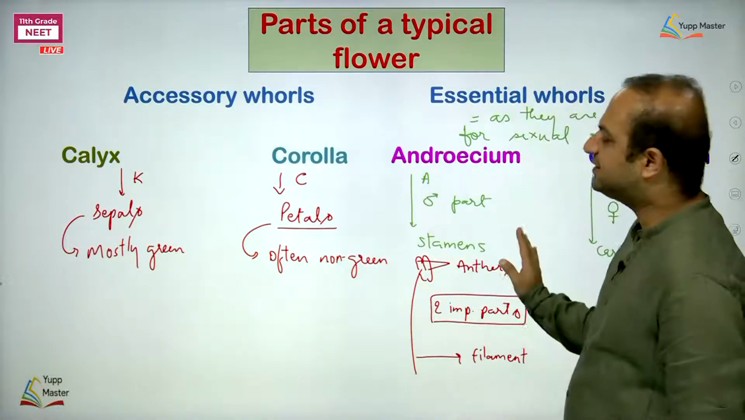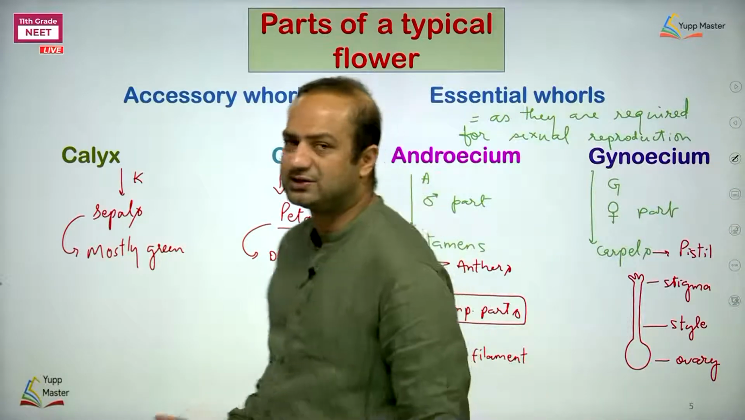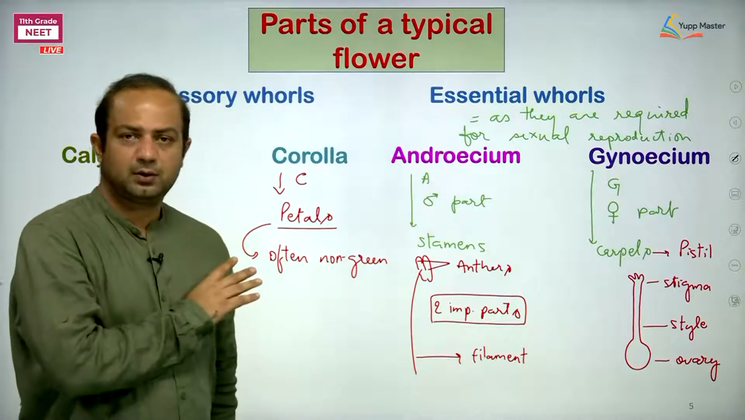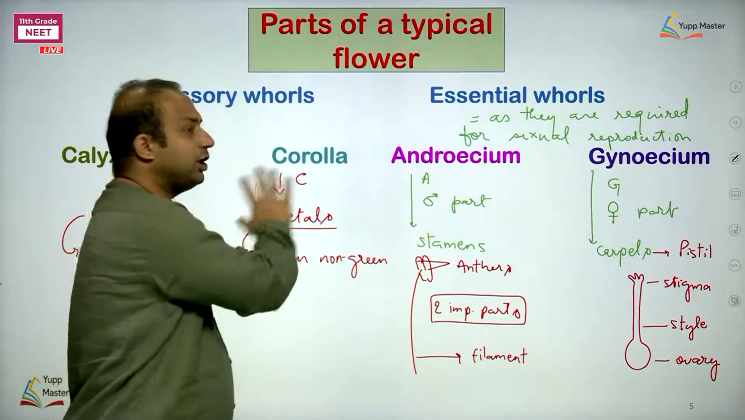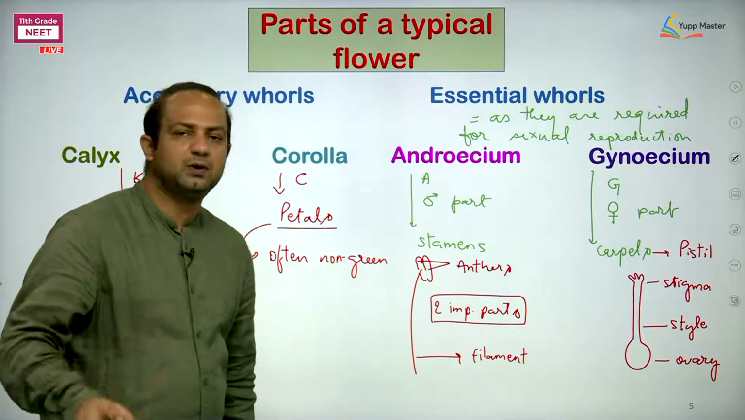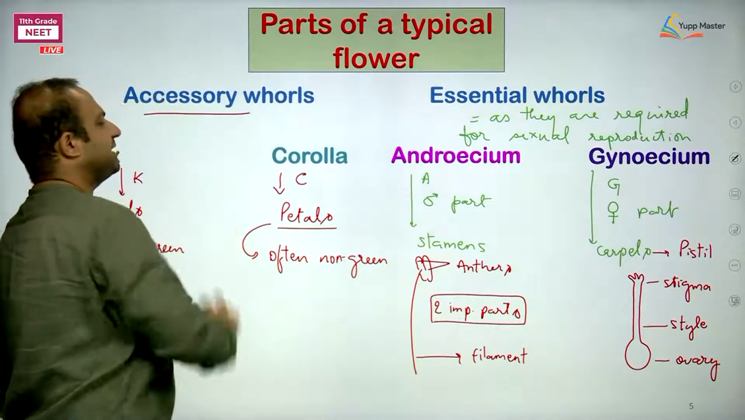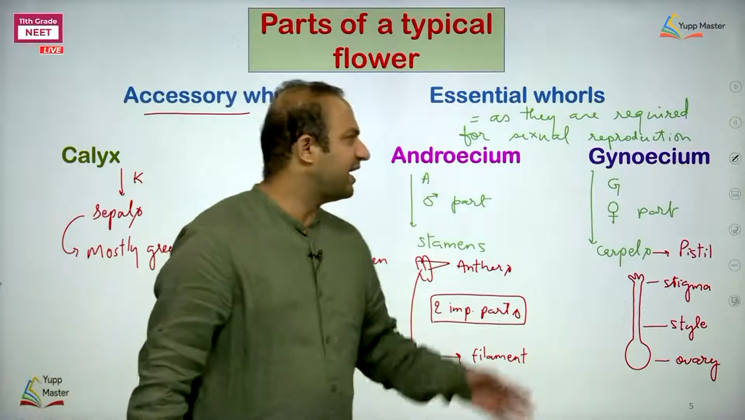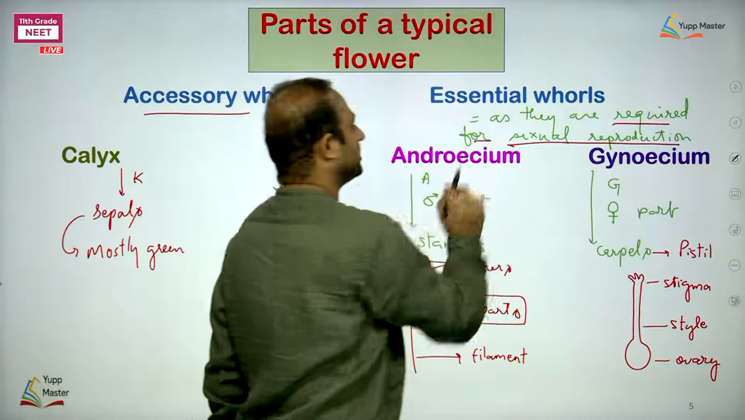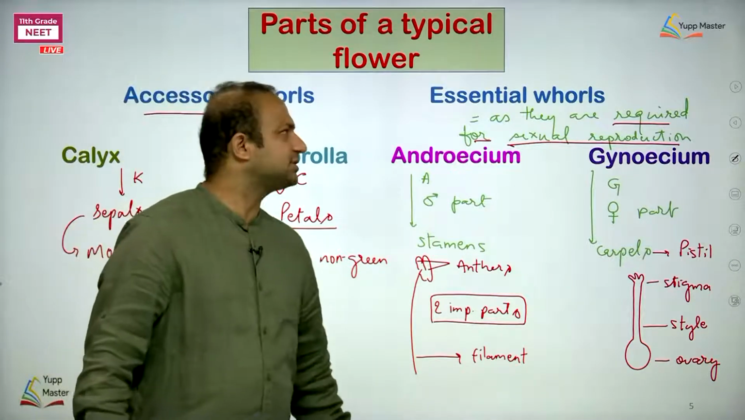Okay. So, here is the thing that I am telling you: essential whorls means androecium and gynoecium are essential. Why? Because those are the parts which are required for sexual reproduction. There is nothing like mandatory presence of calyx and corolla. Flowers may be naked, meaning they don't have calyx and corolla around them, which is possible. That is why these are accessory, and the others are essential because they are required for sexual reproduction. This is the thing that we need to know about. That is the simple one.